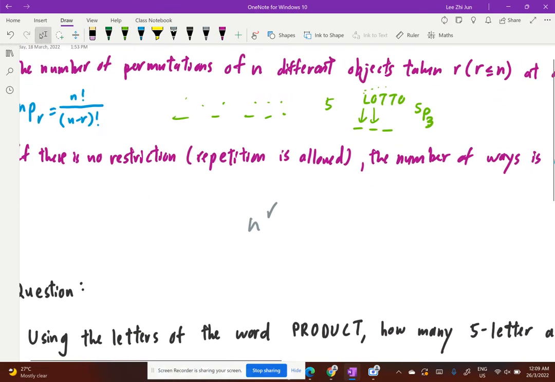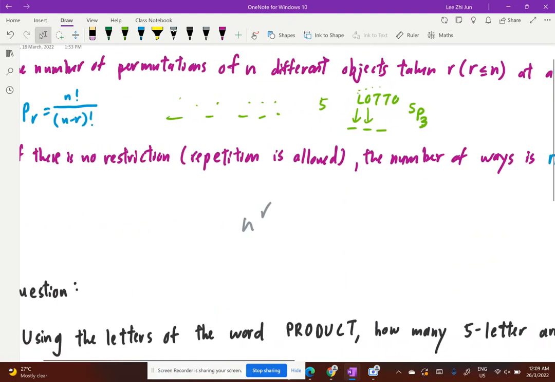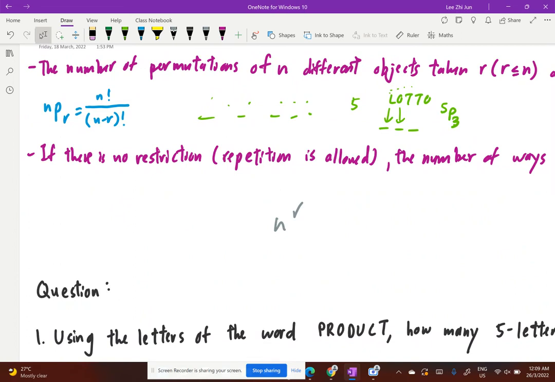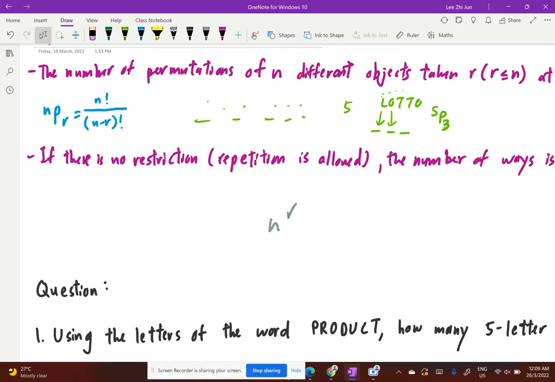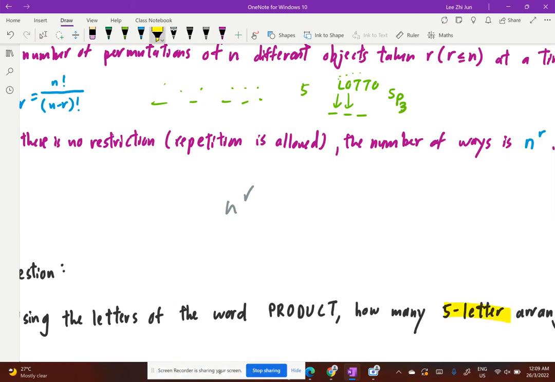Using the letters of the word PRODUCT, how many five-letter arrangements can be made? This is the same as just now. Just now we also used the word PRODUCT, but we used all the letters. Now we use five letters. There are seven letters, we choose five. So 7P5.